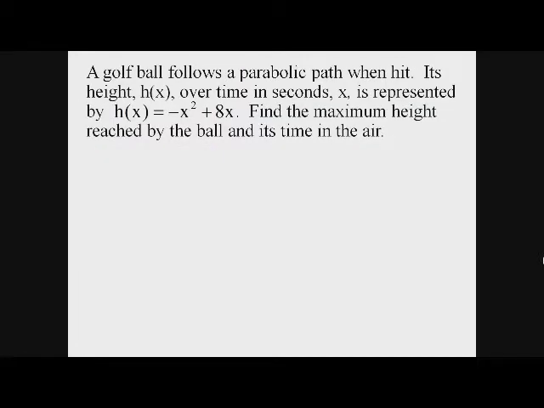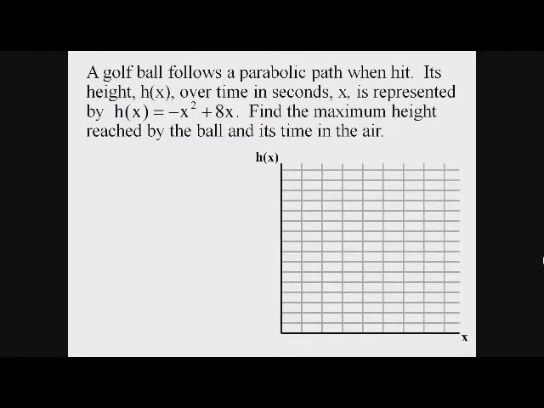So let's take a look at a word problem here. We have a golf ball following a parabolic curve. The curve is represented by y equals negative x squared plus 8x, and we need to find the maximum height, which would be the y-coordinate of the vertex. So I'll start by making a graph. This is going to be a first quadrant graph since height and time are both going to be positive. You can't have negative height or negative time.